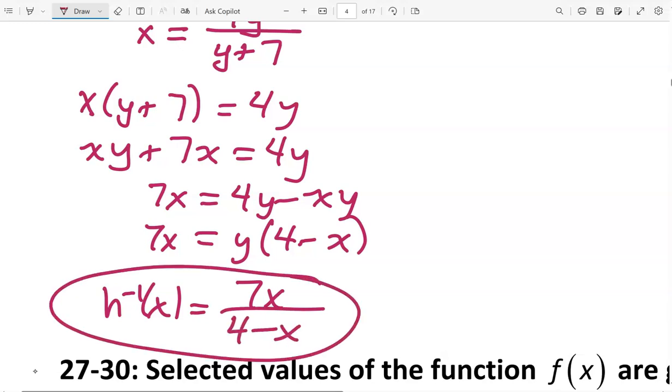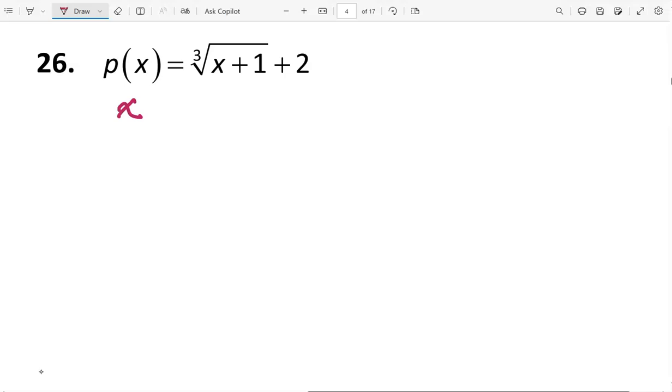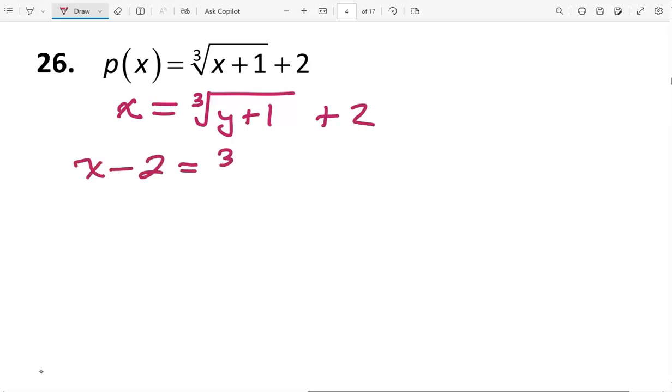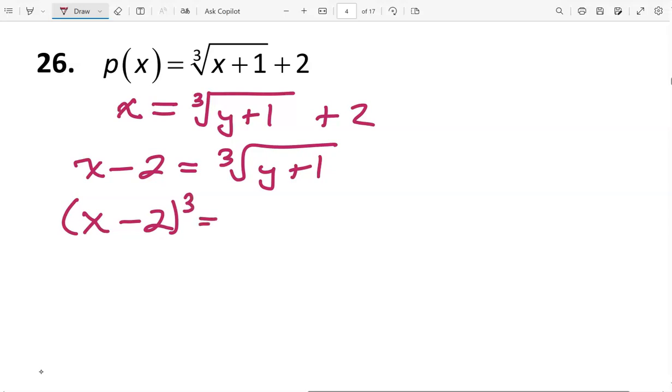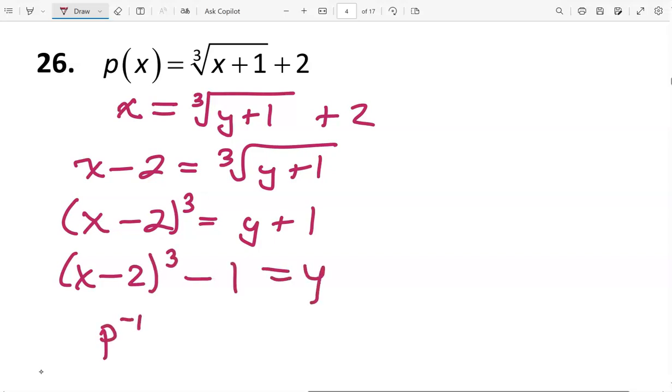So that means y, which is the inverse function h inverse of x, is equal to 7x divided by 4 minus x. In 26, I'm going to begin by swapping the y variable with x and the x variable with y. And we can begin solving for y by subtracting 2. And then undoing the cube root by cubing both sides. And finally subtracting 1. And since the original function's name was p of x, p inverse of x is equal to x minus 2 cubed minus 1.